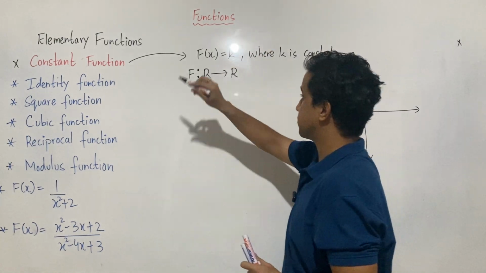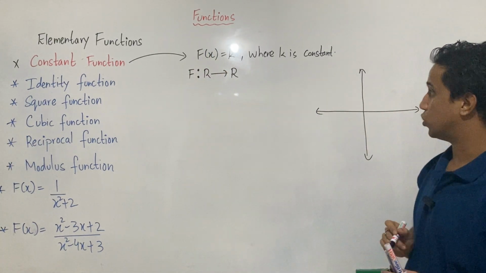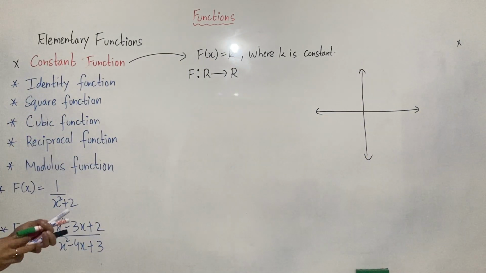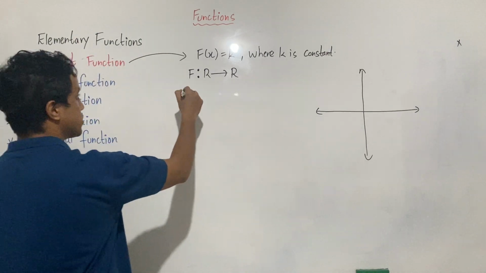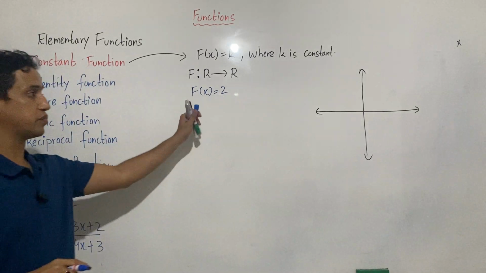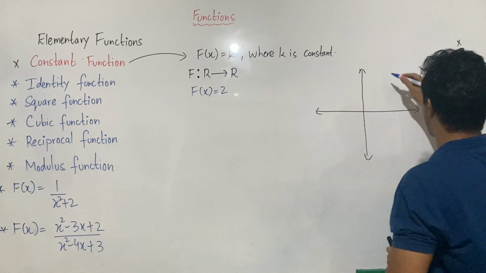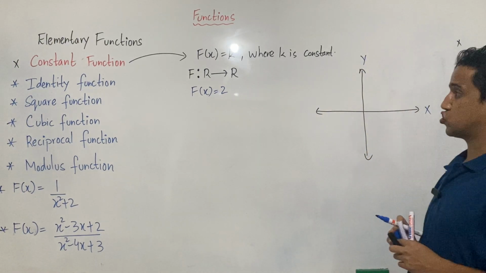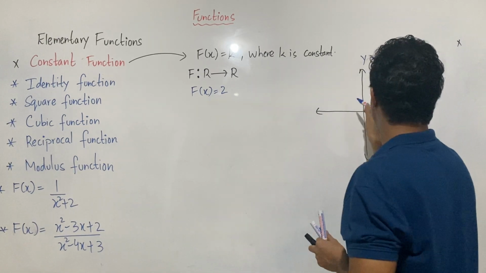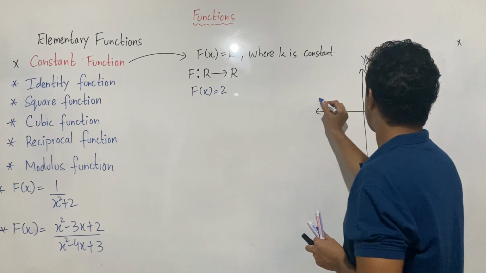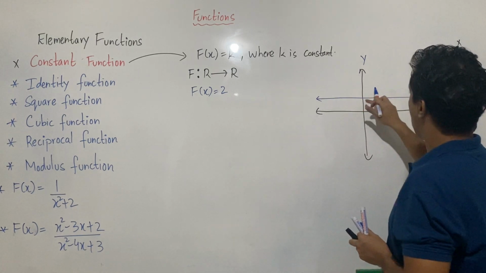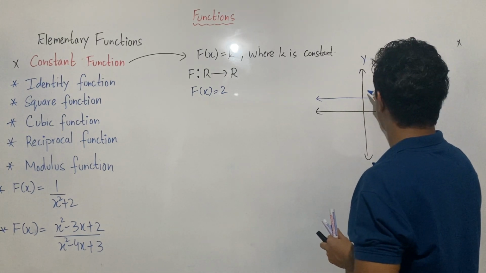Here your constant function is of the type f(x) = k. Now let's try to analyze this with an example. This is my x-axis, this is my y-axis. Let's say f(x) = 2, which means y = 2. If I plot the graph for this, I will get a horizontal line which passes through y = 2.